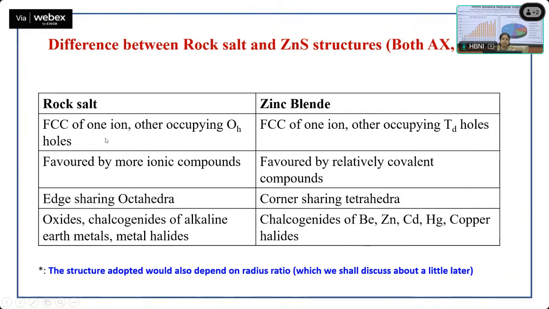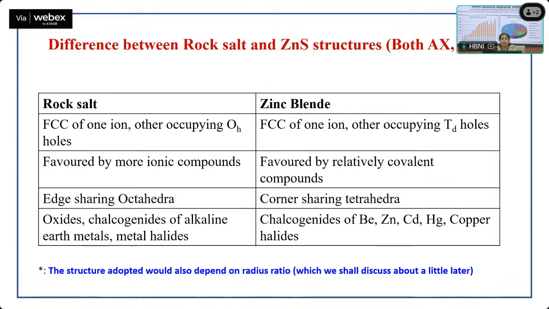So one is, what is the difference between these two? Of course, both of them are FCC of one ion. In case of rock salt, the other one occupies octahedral holes, whereas in case of the zinc blende or sphalerite, the other ion occupies tetrahedral holes. One factor that decides whether rock salt or zinc blende is, if you have more ionicity in your compound, it will probably go for the rock salt structure. And if it is more covalent, it will favor zinc blende.